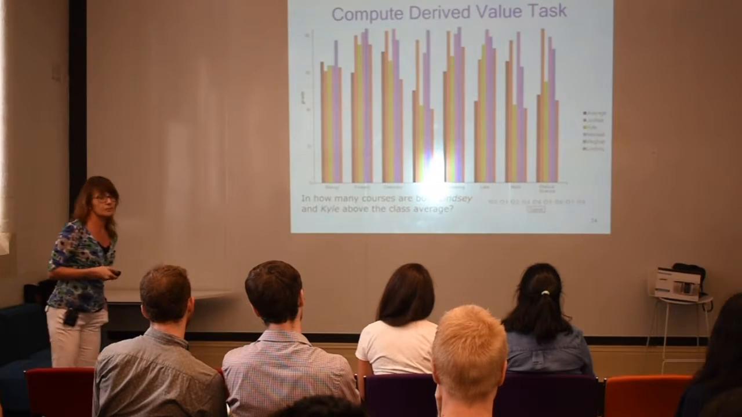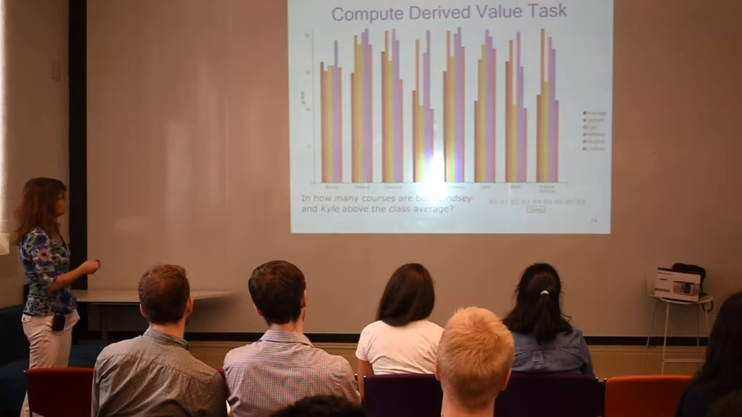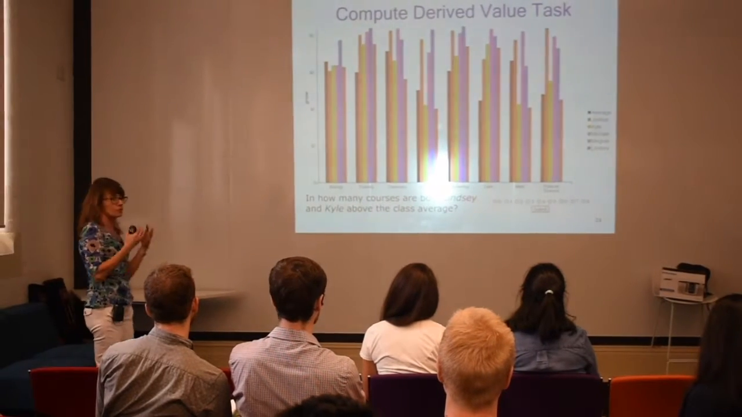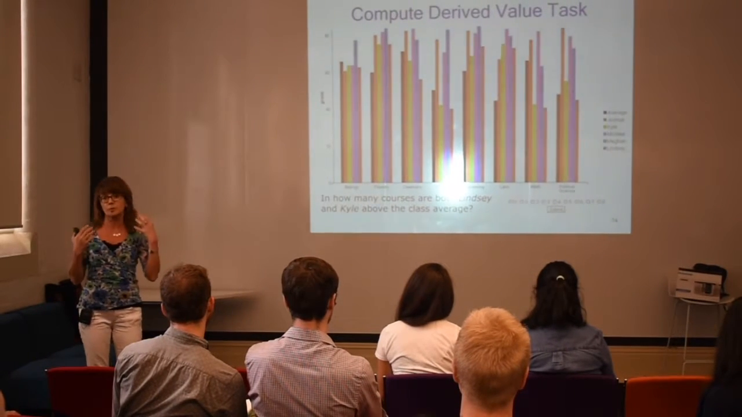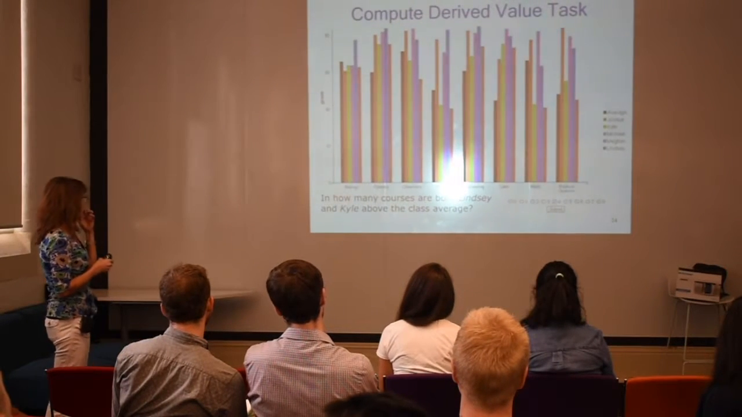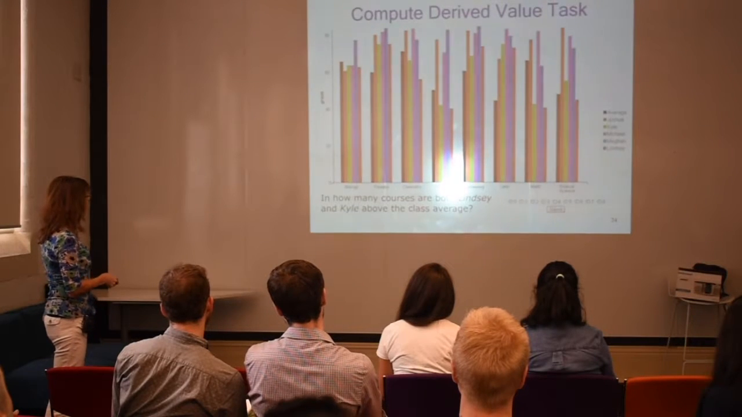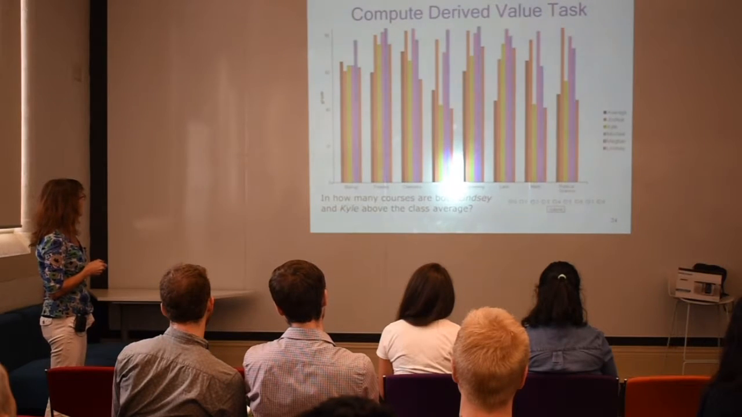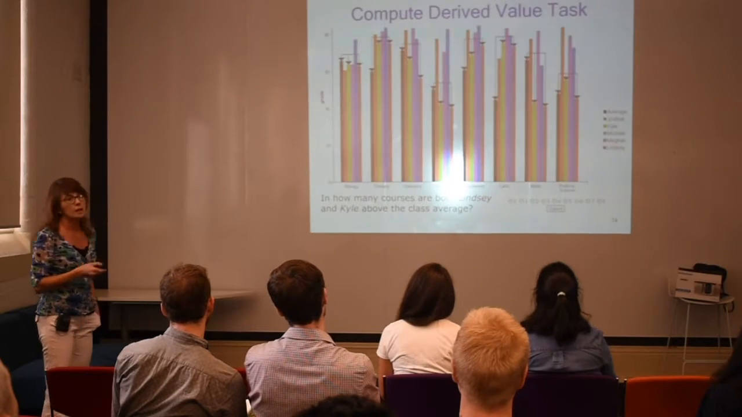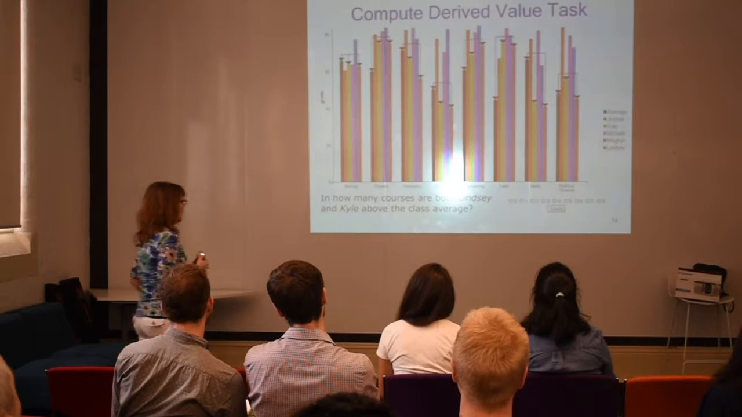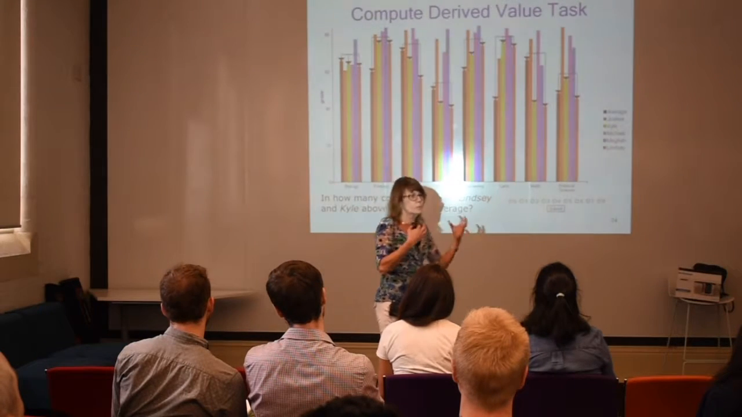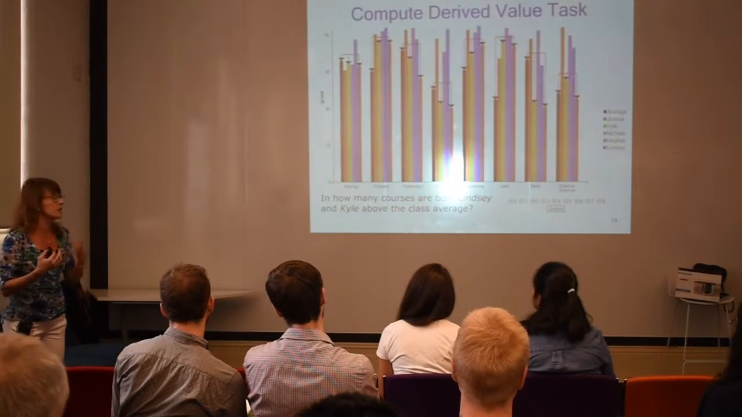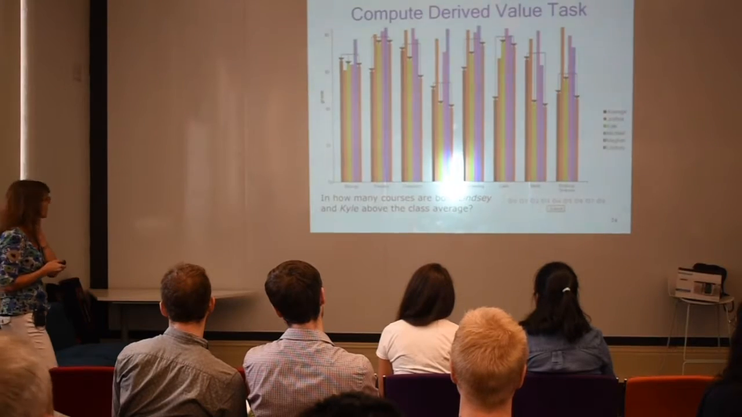More complex types of tasks involve the compute derived value task, which involves retrieving more than one value and also doing some operations with them. An example here is: in how many courses are both Lindsay and Kylie above the class average? Obviously one needs to look at all the different bars and count. Again, these are labeled as simple and complex in this hierarchy of visualization tasks that comes from the literature.